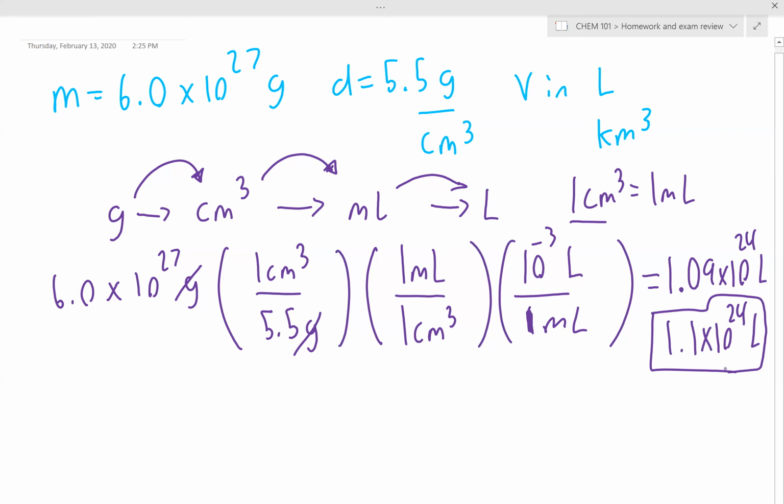Does that make sense? Do that again? Sure. So we have 6.0 EE27 divided by 5.5 and then times 1 EE negative 3. And that gives us 1.1 times 10 to the 24th. Does that match? Yeah. Perfect.